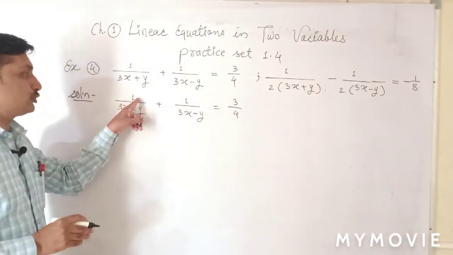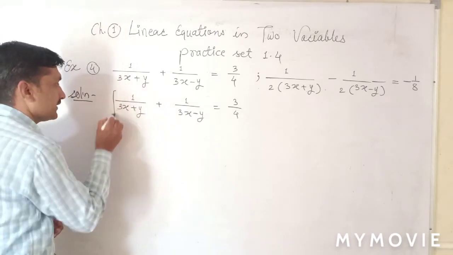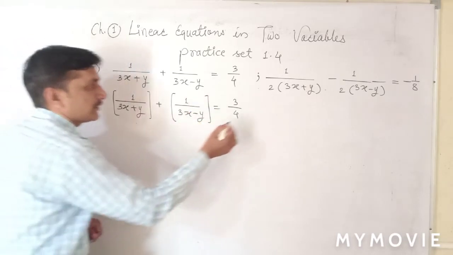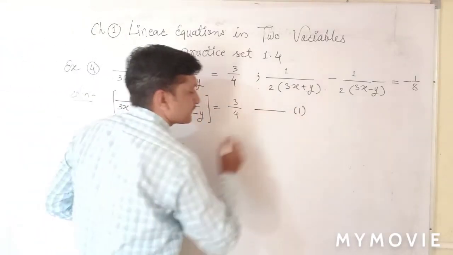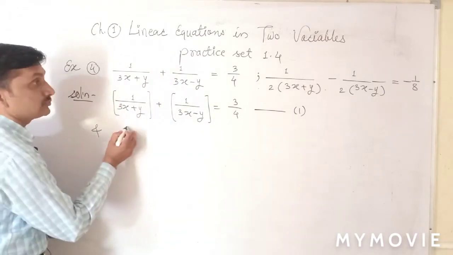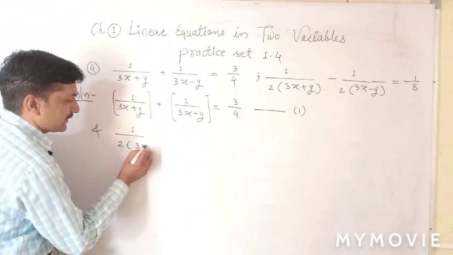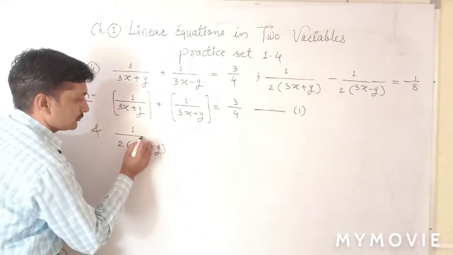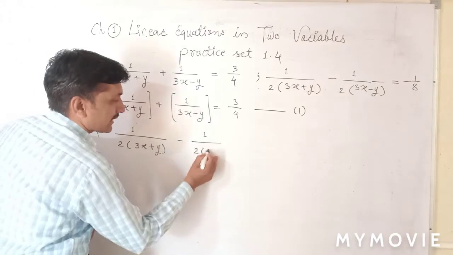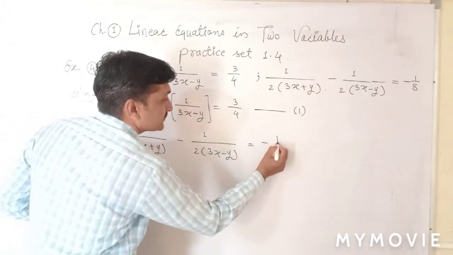Now here the numerator of both is 1. I write the bracket here and equation 1 here. Similarly, the second equation I write: 1 upon 2 in bracket 3x plus y, minus 1 upon 2 in bracket 3x minus y, is equal to minus 1 upon 8.